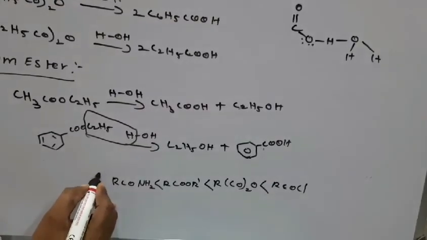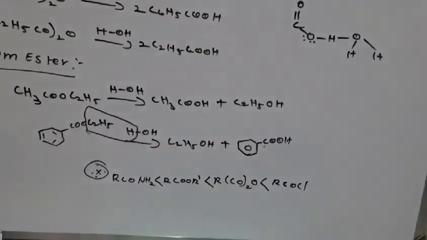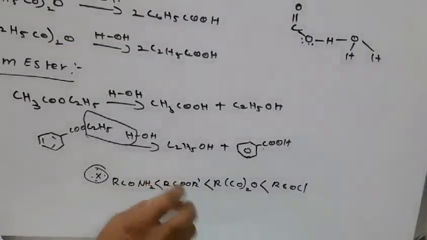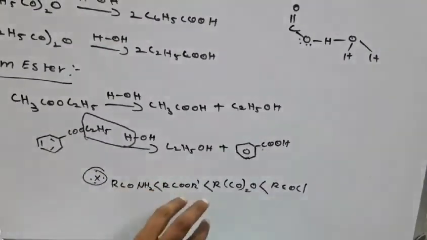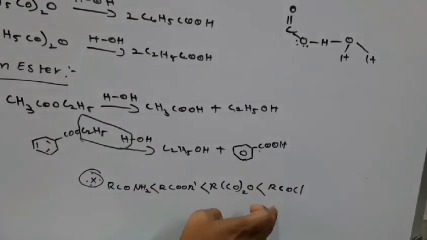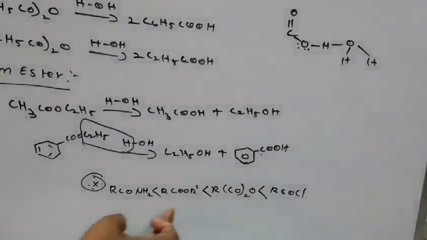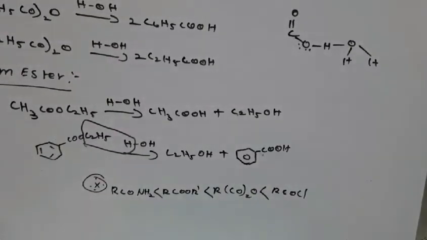Okay, this is also a one-mark question. All of these are derivatives of acid and all undergo hydrolysis reactions, but acid chloride is very fast to give the product, after that anhydride, ester and amide. Okay, that's all.